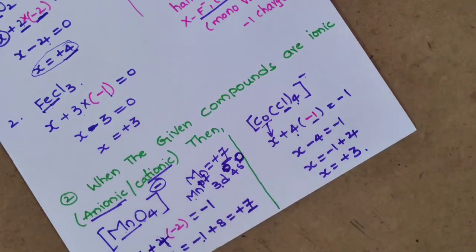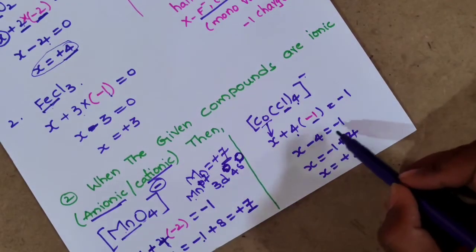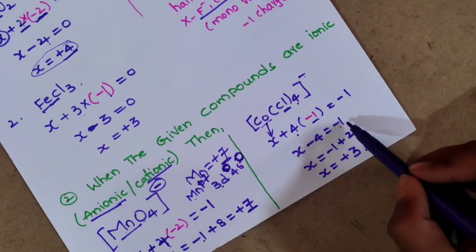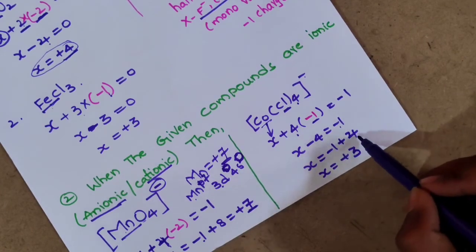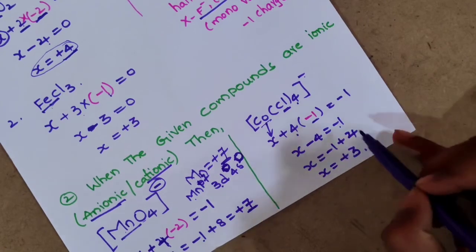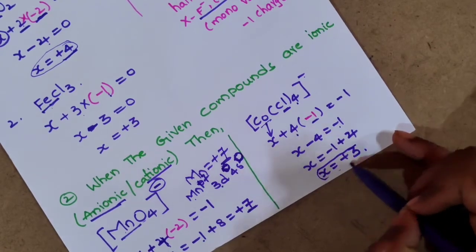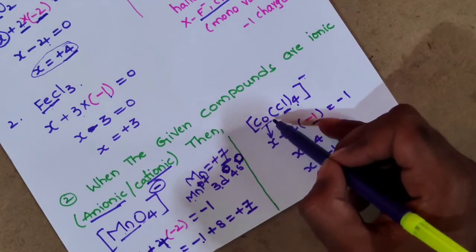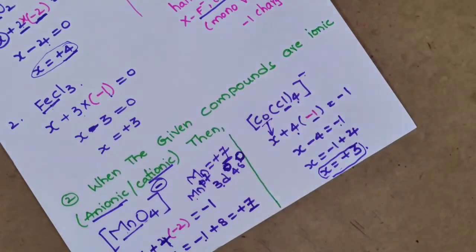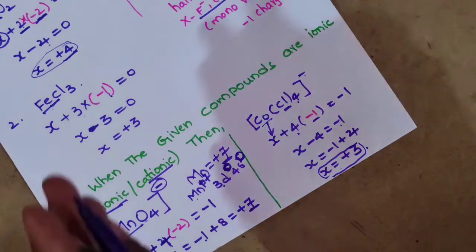So now x - 4 equals -1. X is equal to -1 plus 4. Then overall the x is equal to +3. So the oxidation state of cobalt is +3 here. So like this we have to calculate.